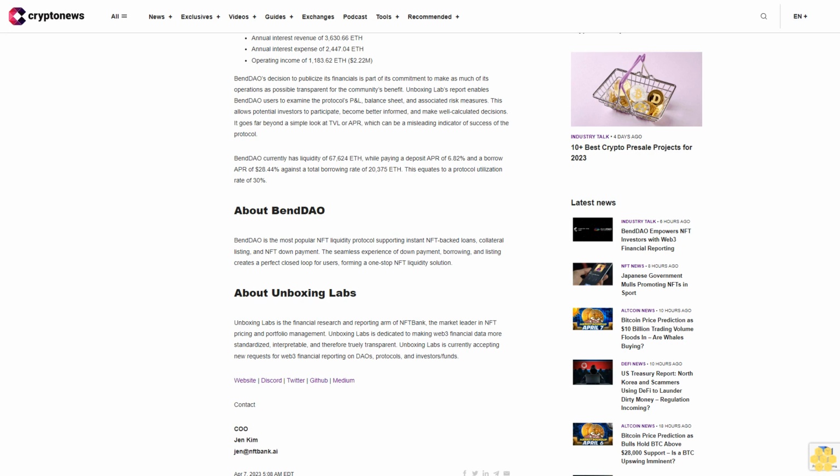About BendDAO. BendDAO is the most popular NFT liquidity protocol, supporting instant NFT-backed loans, collateral listing, and NFT down payment. The seamless experience of down payment, borrowing, and listing creates a perfect closed loop for users, forming a one-stop NFT liquidity solution.